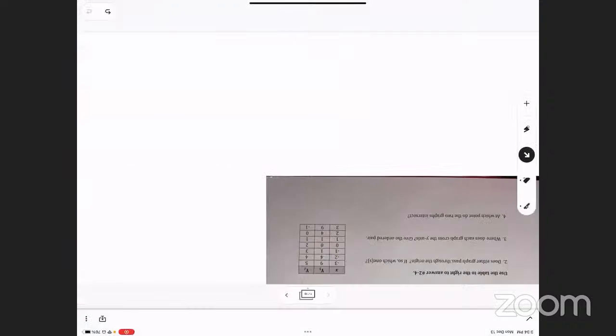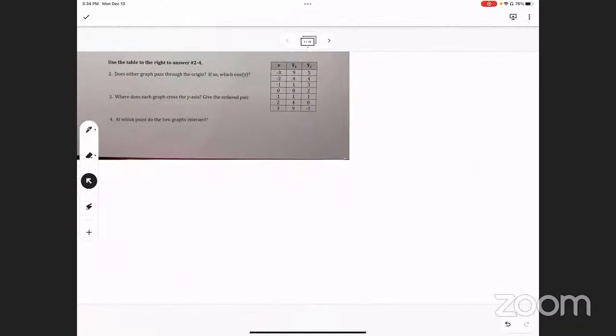Okay, does either graph pass through the origin? So what would it mean to pass through the origin? Like 0, 0. Very good. So can you see that the point for 0, 0, you look at your x coordinate and then look at either one of these are 0? That means that it goes through the origin. Got it. Y2 doesn't go through the origin. Y2 goes through the point 0, 2. So the y-intercept is 2. But this first one does go through the origin. So yes, y1.